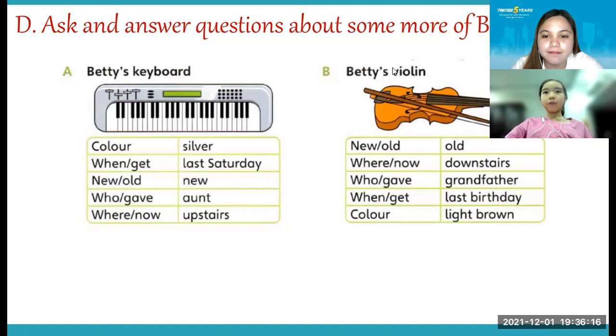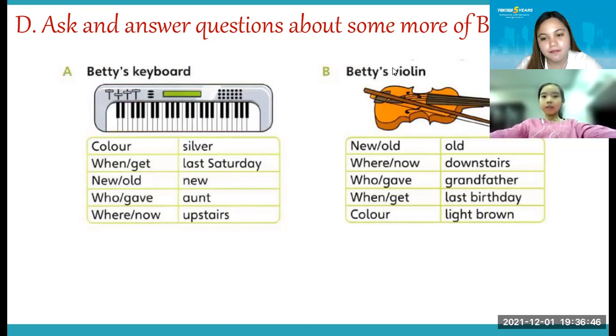Is Betty's violin new or old? Betty's violin is old. Where is it now? It's downstairs. Who gave this violin to her? Her grandfather gave it to her.